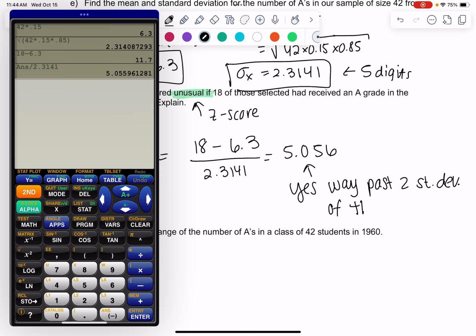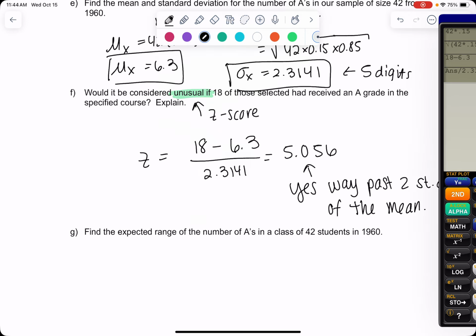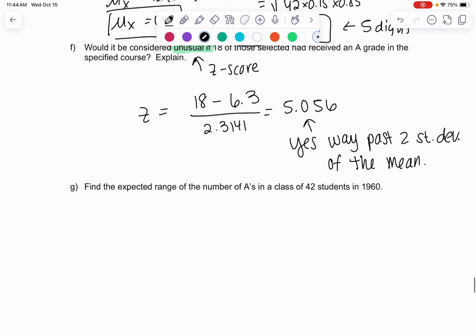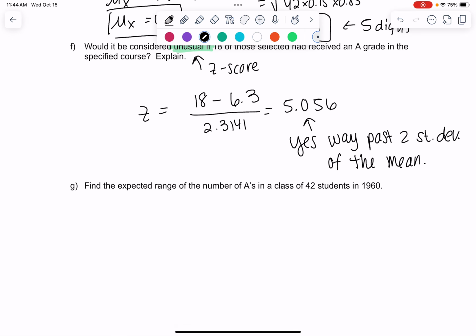So maybe in the article about grade inflation, they're saying, oh, now 18 students are getting A's. That's weird. This is much higher. So maybe there is grade inflation now. I don't know. But it would be unusual if 18 students got an A. And then our final thing is expected range. How many expected range of A's in a class of 42 in 1960, right? It's likely that the probability has changed, and so maybe this one's no longer true.